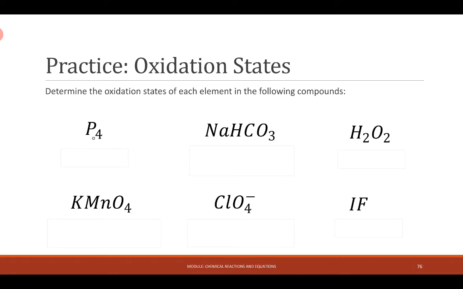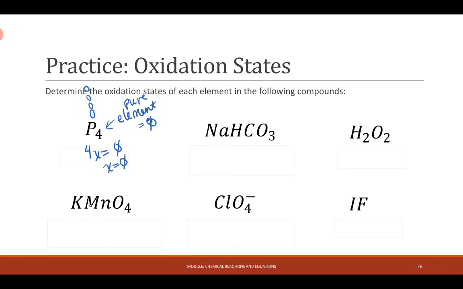Okay, so getting started here. This is phosphorus, just bonded to phosphorus, and so you can think of this as 4x is equal to 0, and so x is equal to 0. Each element in its pure form is equal to 0, but we also proved it mathematically. So all pure elements are 0.